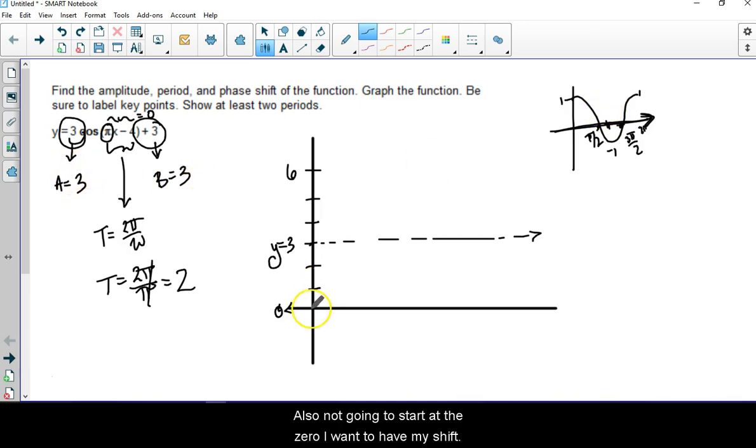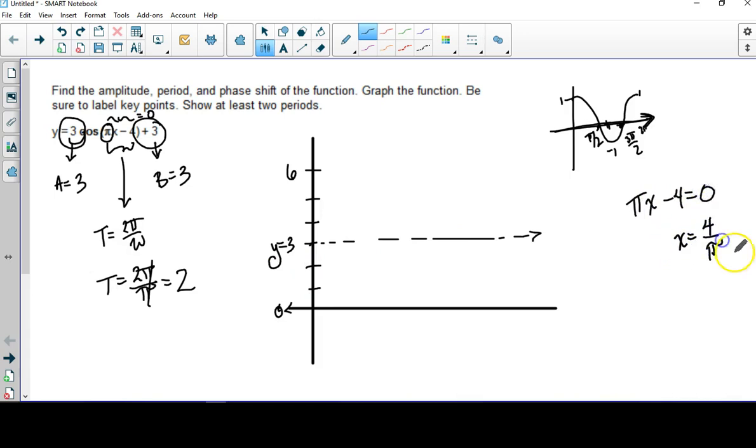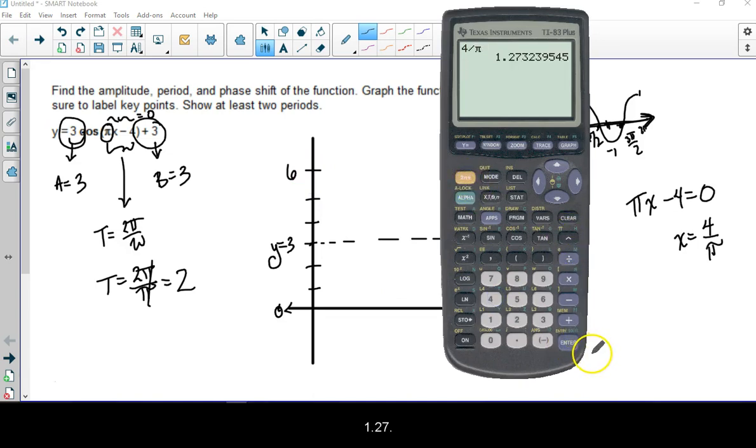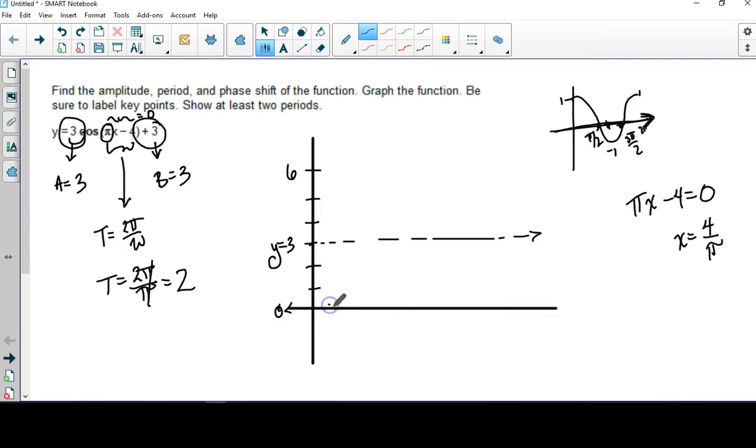But we're also not going to start at the 0. I'm going to have my phase shift, and I'm going to scoot that right over here. Pi times x minus 4, I'm going to set this equal to 0, and I'll get x equals 4 over pi. So this is where I'm going to start. I'm not going to start here at the 0. I'm going to start at 4 over pi. Well, I don't know what the heck 4 over pi is, so I'm going to say 4 divided by pi, and I get 1.27-ish. Actually, I'm going to just label it 1.27.